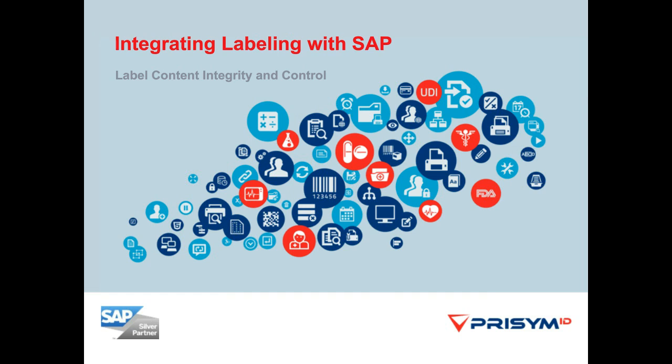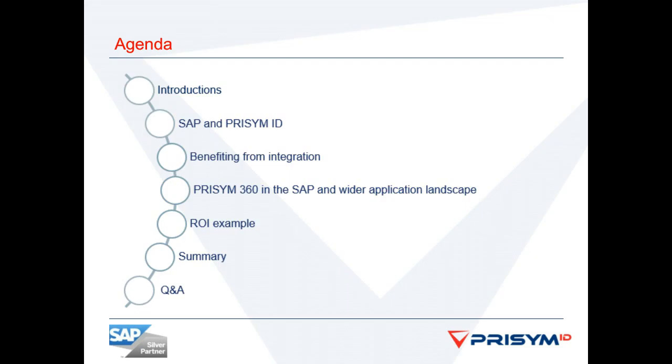Thank you very much, Chris, for the introductions. I just wanted to briefly run through the agenda. We'll take a look first at SAP and Prism ID. I'd also like to add my welcome to you all for joining us today. We're going to then look at some of the ideas around benefiting from integrating your labeling system into your SAP environment, and look at SAP and Prism 360 together in the wider application landscape. We'll take a look at a couple of ROI examples towards the end, and then finish off with a Q&A session, as Chris has mentioned.